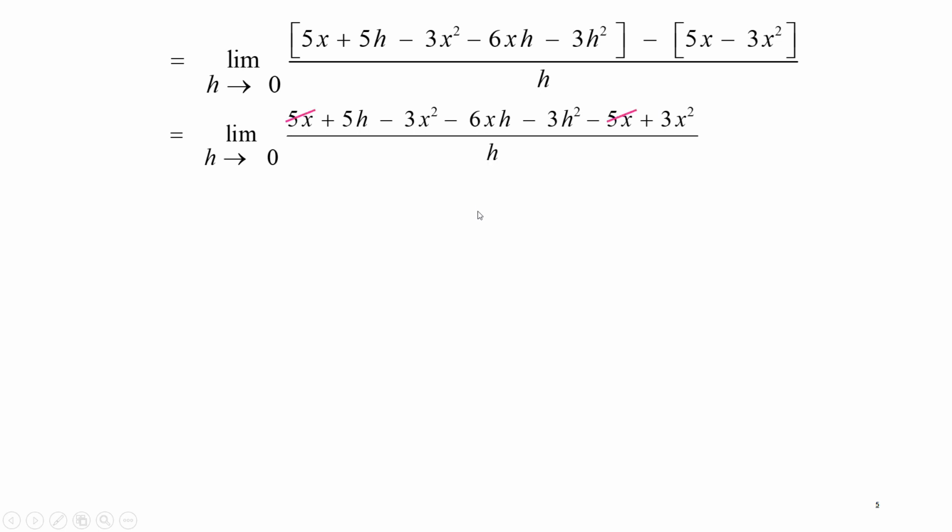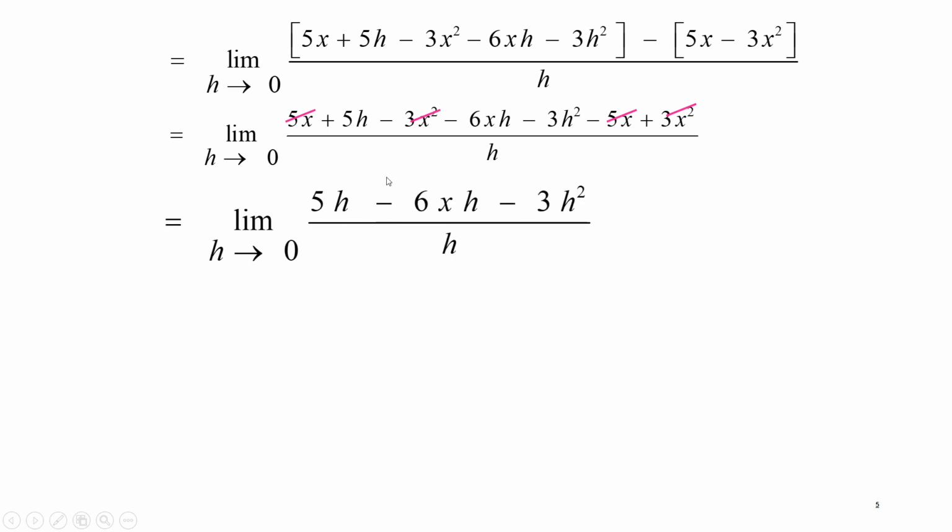Now things can cancel. This 5x can cancel with minus 5x, and this minus 3x squared cancels with plus 3x squared. Now we are only left with 5h minus 6xh minus 3h squared over h, and limit as h approaches 0. Now we are left with this portion only.